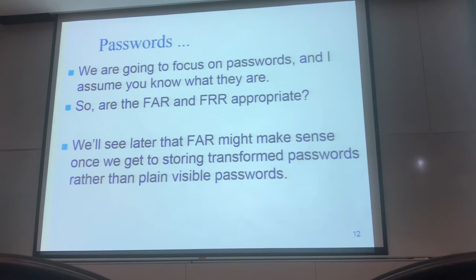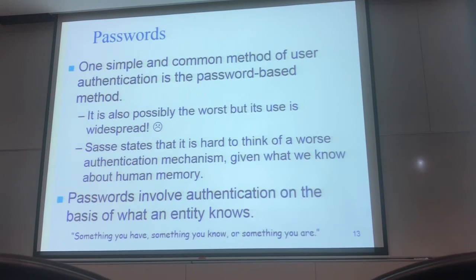Okay, so now let's look at this. Basically, as I said, for password-based systems we will have a false positive. For the false positive, we have the so-called false acceptance rate, the FAR. It means the false positive that will be accepted by the system. And then FRR is for false negative, the false rejection rate. That means the valid login request or authentication request that will be rejected by the system. Later we will see, as I mentioned, FAR, the false positive, actually makes sense when we store the transformed password instead of the plain password.